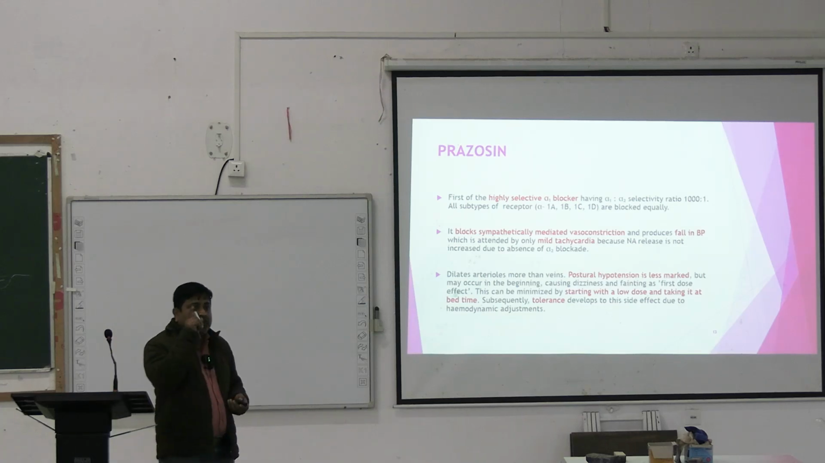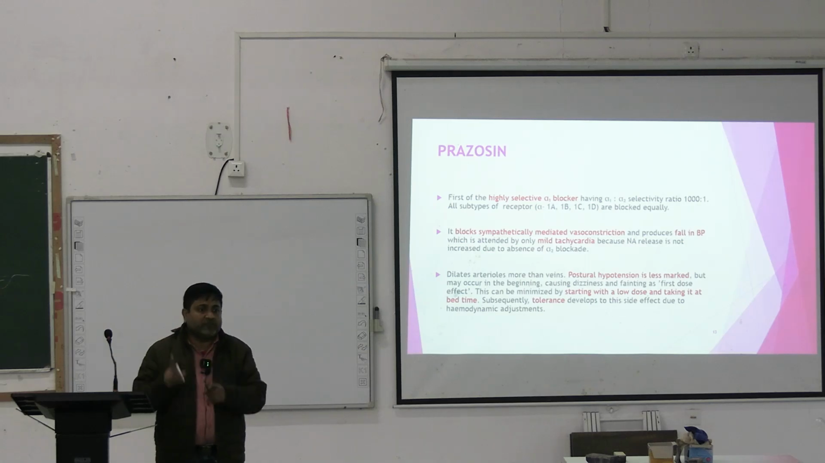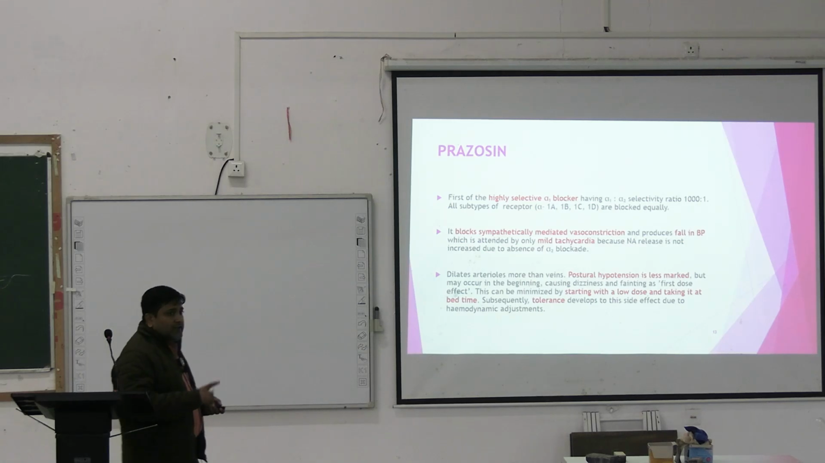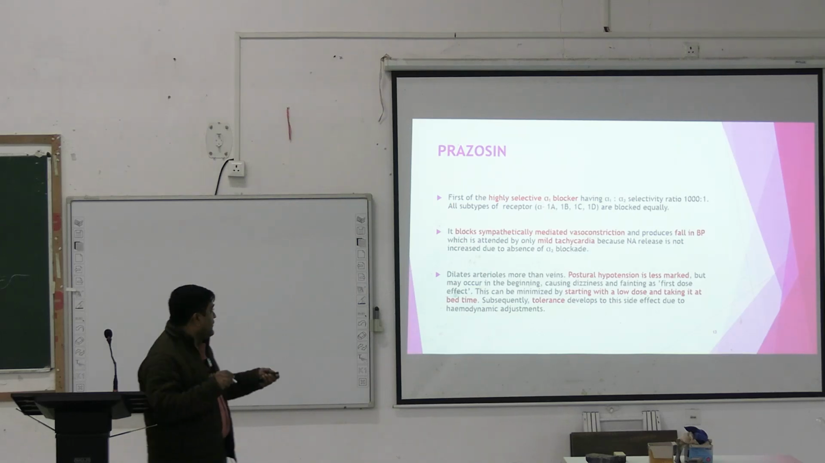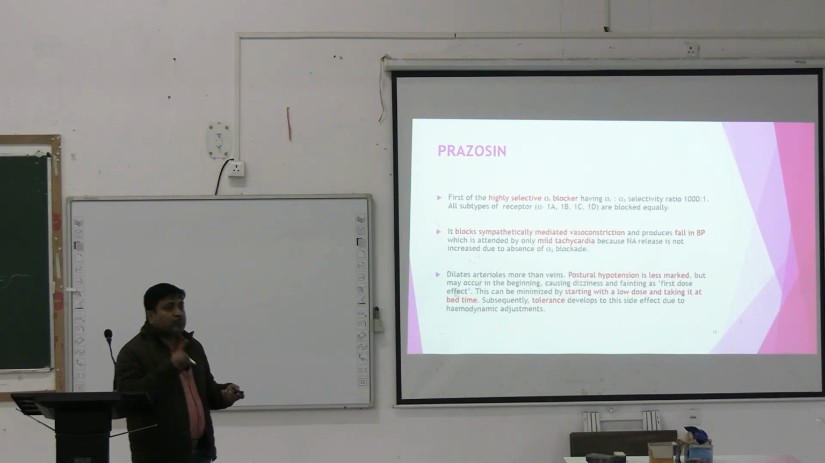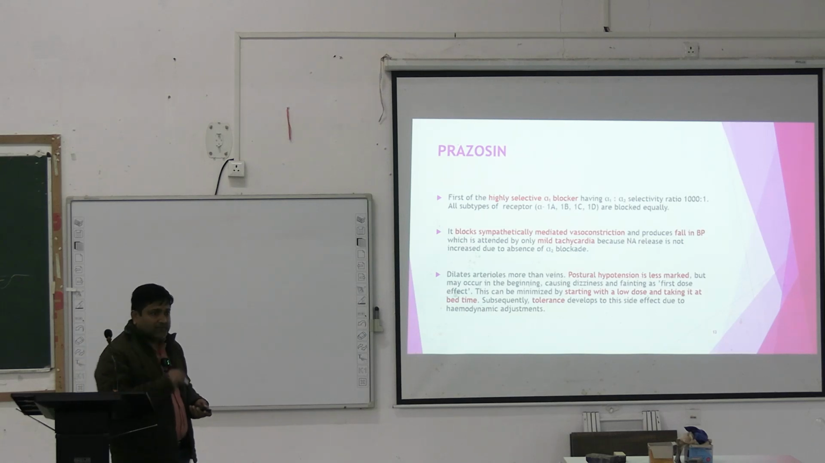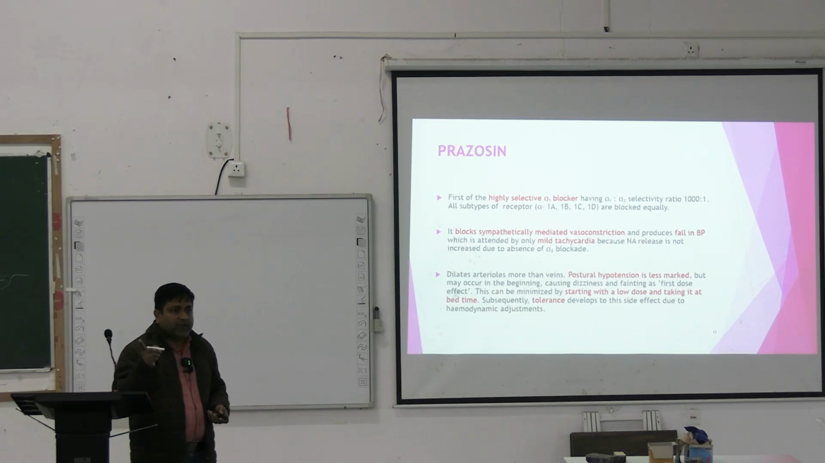This is a very important question. Prazosin causes first dose effect or first dose hypotension. So basically, prazosin is a selective alpha 1 blocker. It blocks alpha 1 receptor and dilates arterioles more than veins. So postural hypotension is less marked but may occur in the beginning, causing dizziness on standing and fainting. This is called the first dose effect.